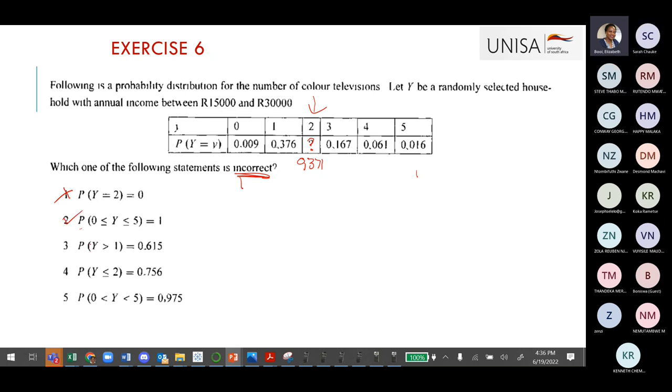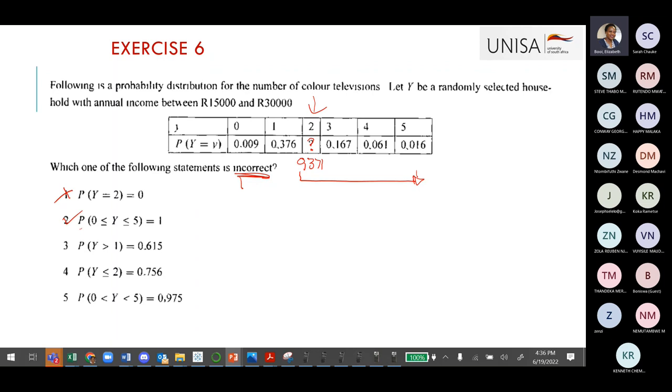The probability that y is greater than 1, so it does not include 1. So it's all the values from here going there. So you can add all of them, or you can say 1 minus those two values, or you need to add all 4 of these values. 1 minus 0.009 minus 0.376 is 0.615.